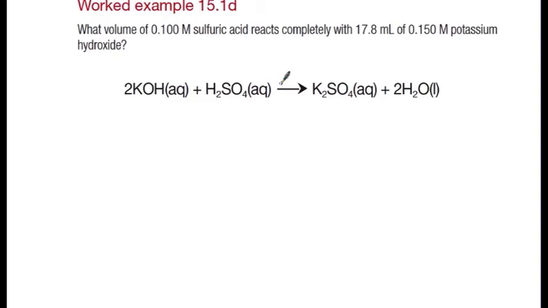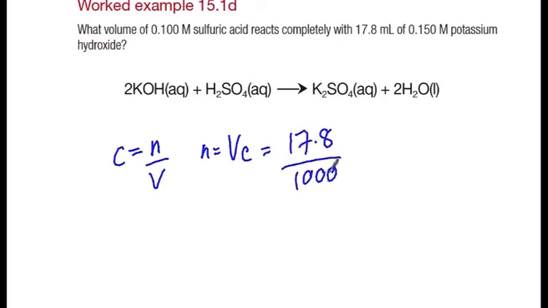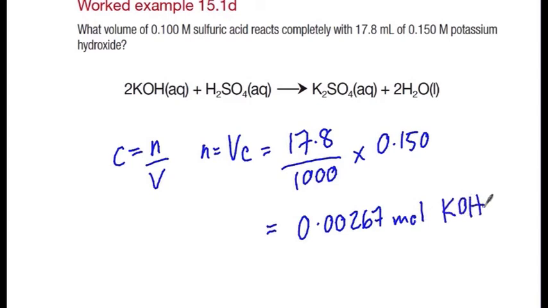We've been given one volume, and we want to find another volume, but it doesn't help us with the equation. We first need all our quantities in moles. That's how equations work, in moles, or individual atoms. Again, we want the formula that relates concentration and volume. Okay, rearrange that again, and we substitute in the values. So we've got 17.8 mL, so we're going to convert that to litres, and the concentration 0.150 molar, and work that out, and that gives us 0.00267 mole of potassium hydroxide in that solution.